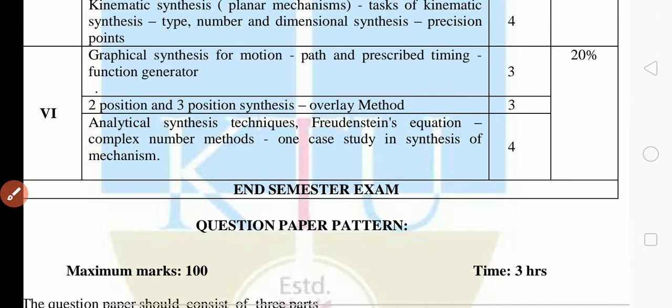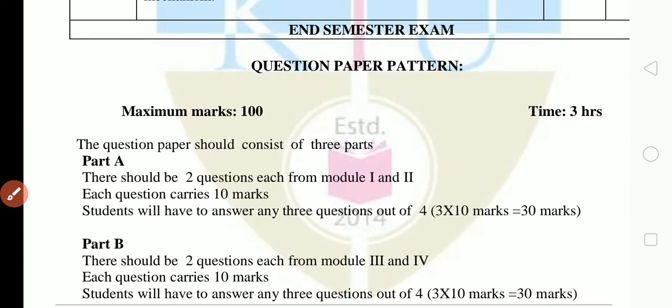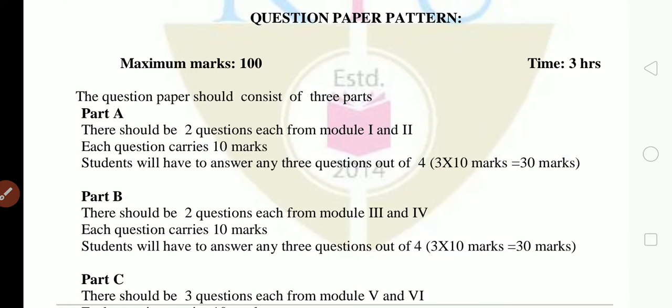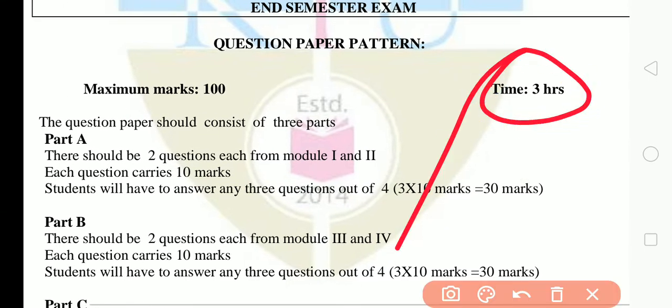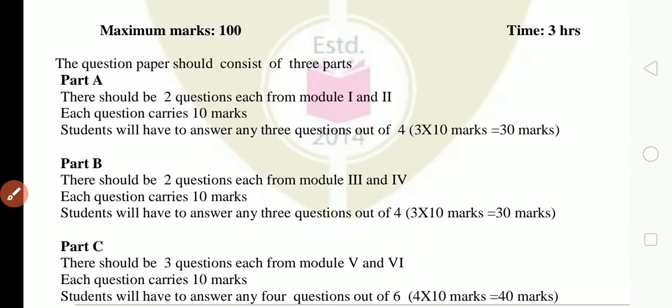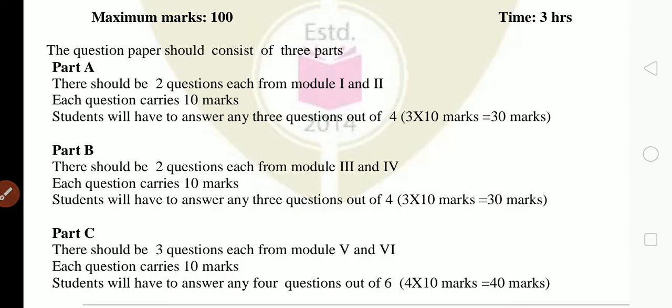Now we will move to the question paper pattern. You can read the question paper pattern. I will just introduce it. The total time is 3 hours, and the maximum mark is 100. The last two modules will have 40 marks, and the first, second, third and fourth modules will have 60 marks. Then the question paper will be divided into 3 parts: part A, part B and part C. How the part A, part B and part C questions are coming is clearly mentioned here. You can go through that.